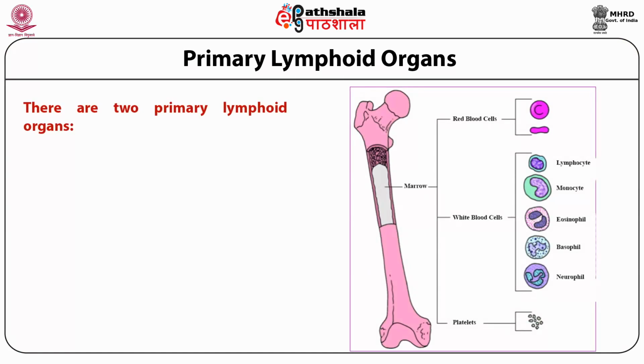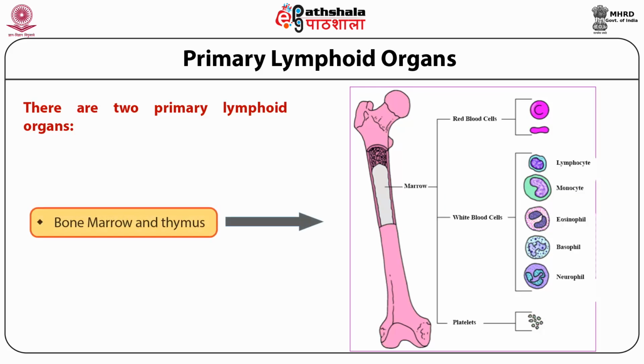Lymphocytes are generated in the primary lymphoid organs. The adaptive immune response is initiated in the secondary lymphoid organs. It is here that the lymphocytes show sustained action. There are two kinds of primary lymphoid organs: bone marrow and thymus.